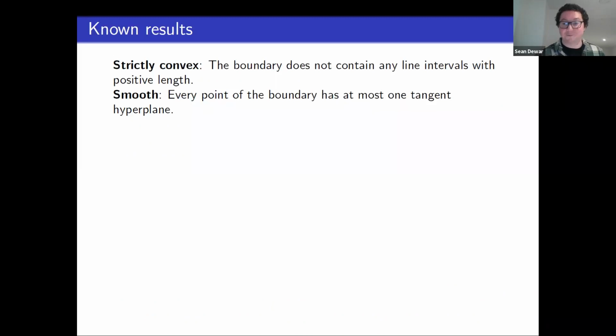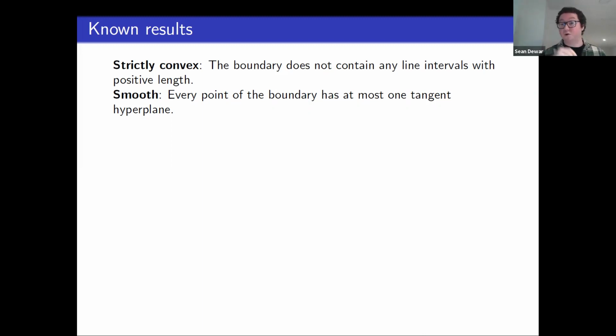Right. So as Phil mentioned, we're going to need some extra tools for the moment. One of them is strict convexity. This just means that your boundary doesn't contain any line intervals. And because we're just doing stuff in 2D, you can just think about it like there's going to be no flat sides to any of your shapes that you're looking at, okay?